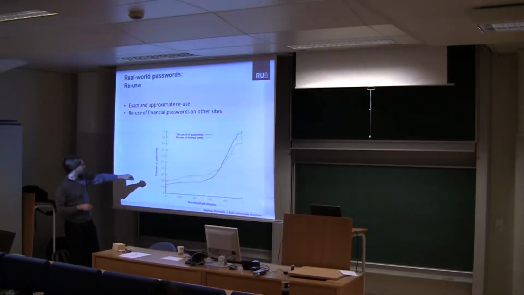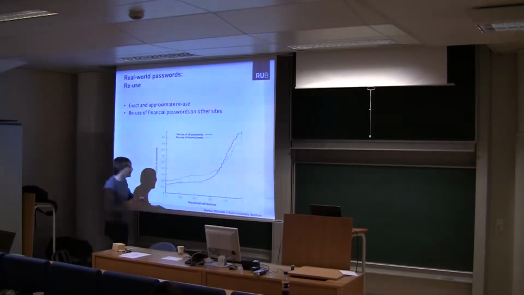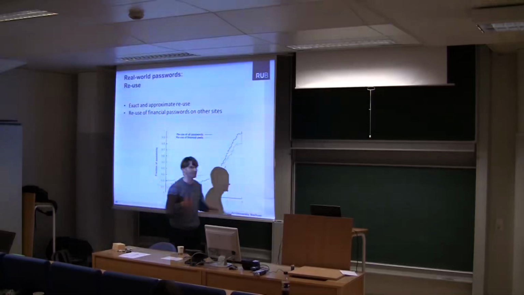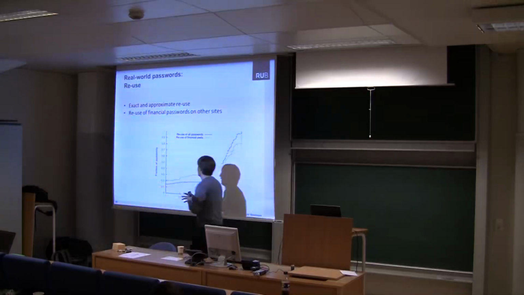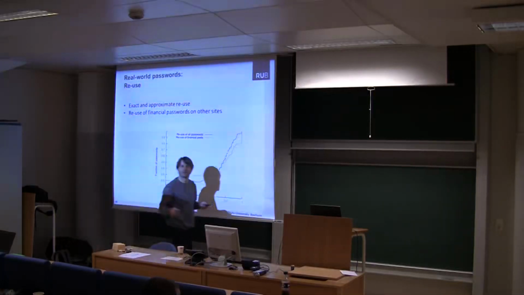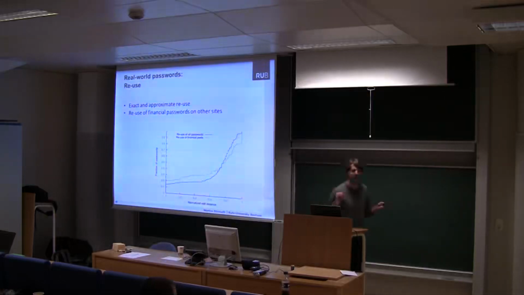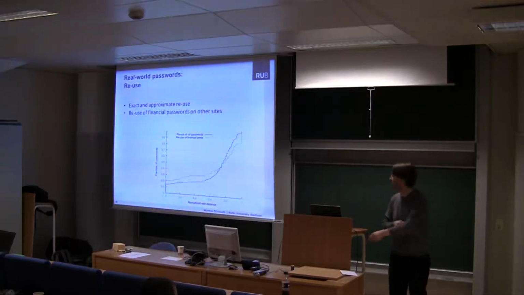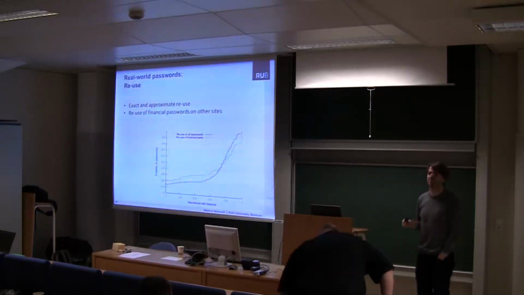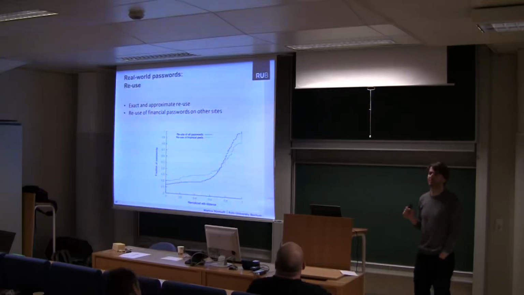Reuse overall in blue is about 14%, and reuse of financial passwords on another site is about 20%. Now I have no idea why that graph is above the other. I would have hoped, at least, for it being the other way around. I would have hoped, actually, for that point here being at 0. But it's not, for whatever reason. So people are reusing their financial passwords on other accounts, on low-value accounts. And this is bad, of course.